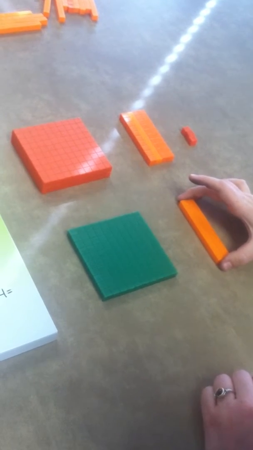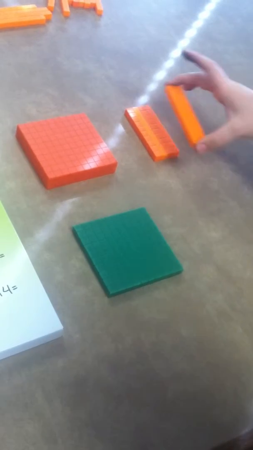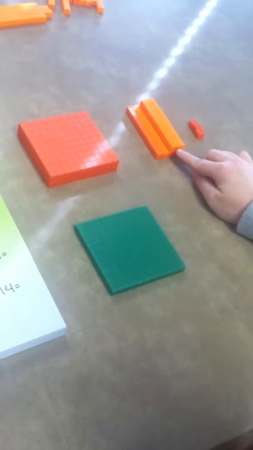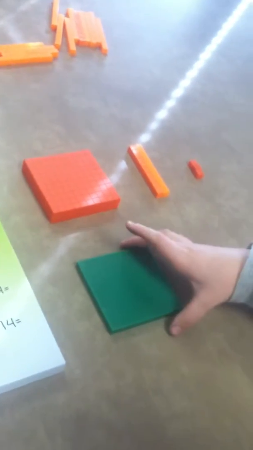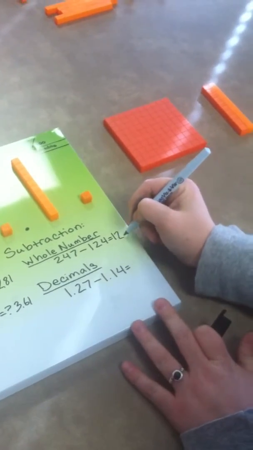So I'm taking 4 away from this number. So I'm going to put those on top and remove those from the group. The second thing that we're going to do is we're going to take the tens place, or the longs, and we're going to do the same thing here. We're going to place them on top to represent taking away or decomposing 20 from the tens unit. So we're going to take those away. And the last thing that we're going to do is we're going to take our 100 or our flat, and we're going to decompose from the hundreds unit. And that leaves us with 123 for whole number subtraction.